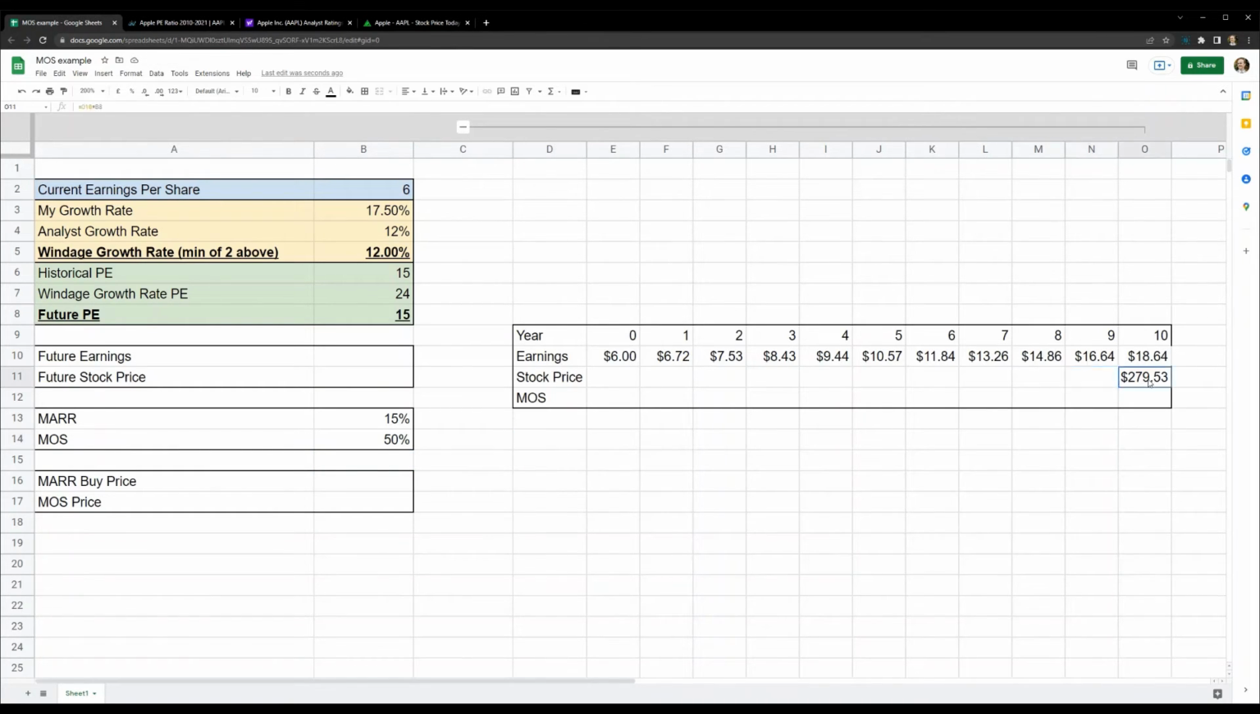So then we can take this future stock price, and we want to know what we want to buy it for today, so that between now and 10 years' time, we make a minimum of 15% per year. So we take the stock price and we divide by 1 plus our minimum acceptable rate of return. Lock that in, so that we can drag it back to today's date and get a stock price that we should buy it for today of about $70.